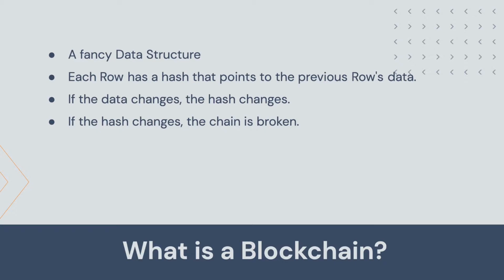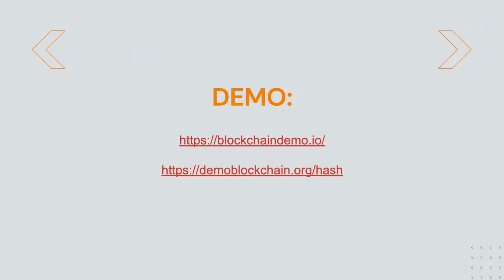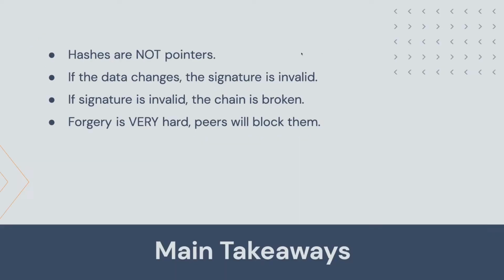First of all, the obligatory slide: what is a blockchain? A blockchain is, in short, the most basic thing, a fancy data structure. Each row has a hash that points to the previous row's data. If the data changes, the hash changes. If the hash changes, the chain is broken. I have here a small demo for you to understand it.